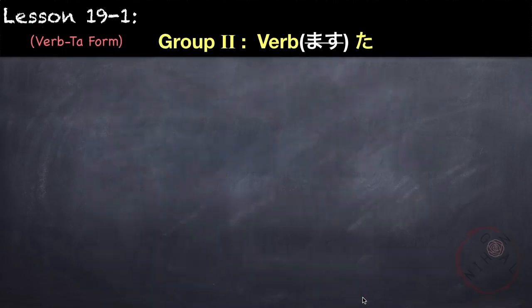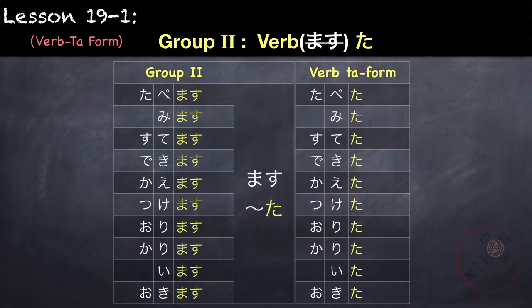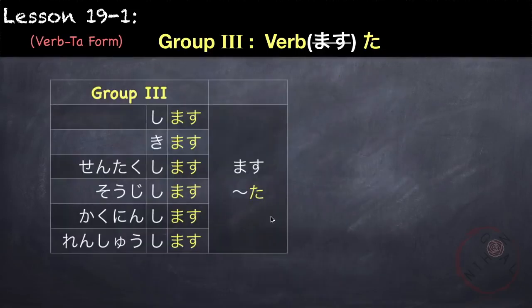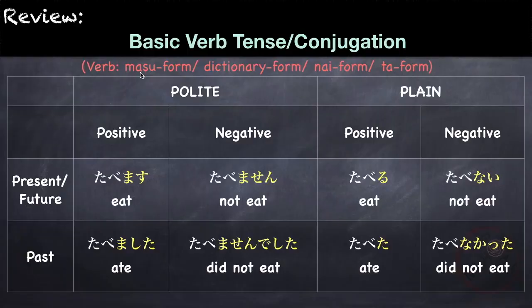As for verbs in group 2, all you have to do is change mas to ta, just like so. And for group 3, it's the same thing, just change mas to ta, just like so. Before we proceed, let's have a quick review of the basic verb conjugations and verb tenses that we've learned so far. So far, we've learned about mas form, dictionary form, nai form, and ta form.